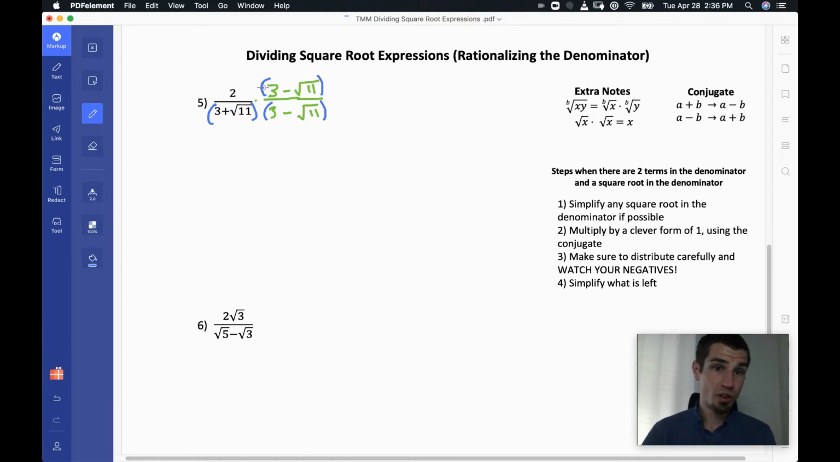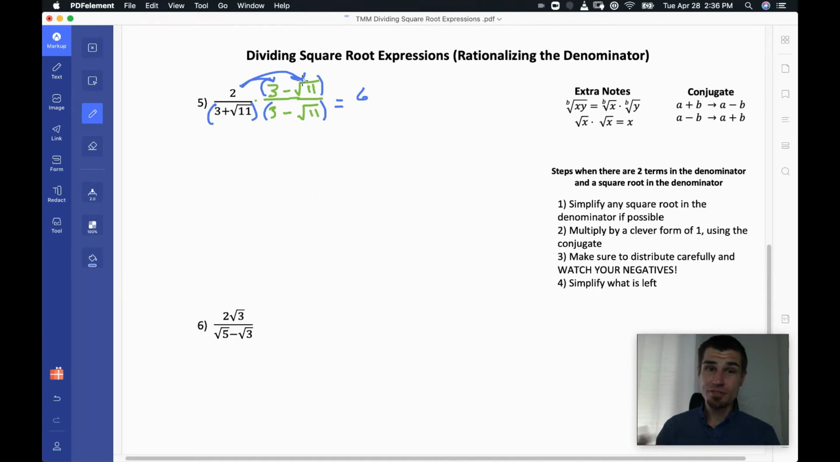Because check it, we're multiplying two fractions here, so we're multiplying across, right? We have 2 times all that. So when we have a 2 outside the parentheses, we need to distribute the 2 to both terms. So 2 times 3 would get us 6.